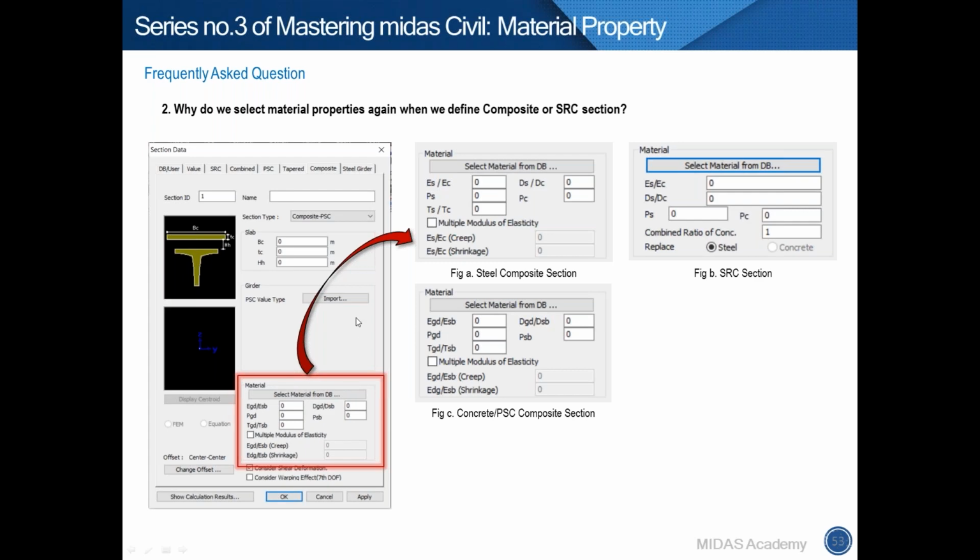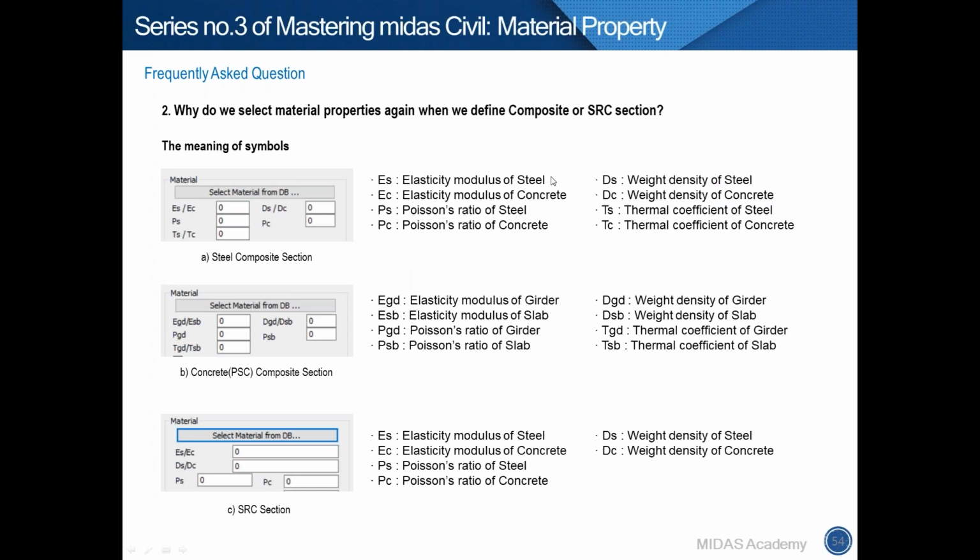Okay. So let's check the meaning of each symbol. You can see the E. E means the elasticity modulus of girder and steel, and the slab, concrete. And the P means the Poisson ratio, and the D means the weight density. And the last one is T. T means thermal coefficient.